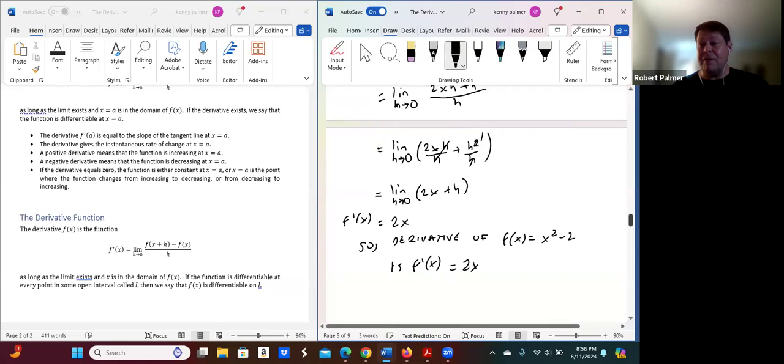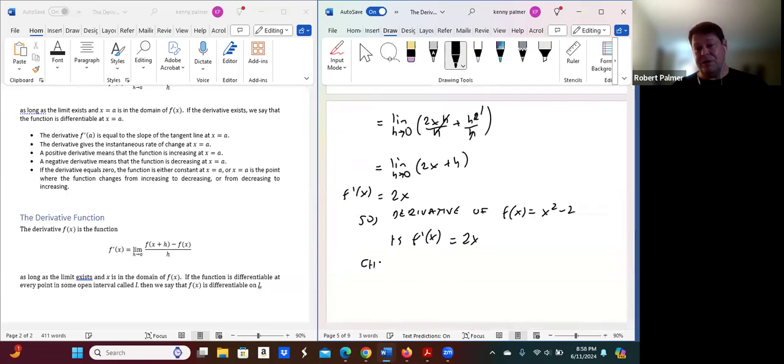Okay. Now, let's verify something. Let's check this with x equals 2, which we did a minute ago. I replace the x with 2, so f prime of 2 is equal to 2 times 2, which is 4. That checks out, exactly the same result we got before. So this actually gives us the derivative of the whole function. Since x squared minus 2 is a polynomial, it's defined everywhere. I can plug in any x I want, and this will give me the derivative for any x I want.